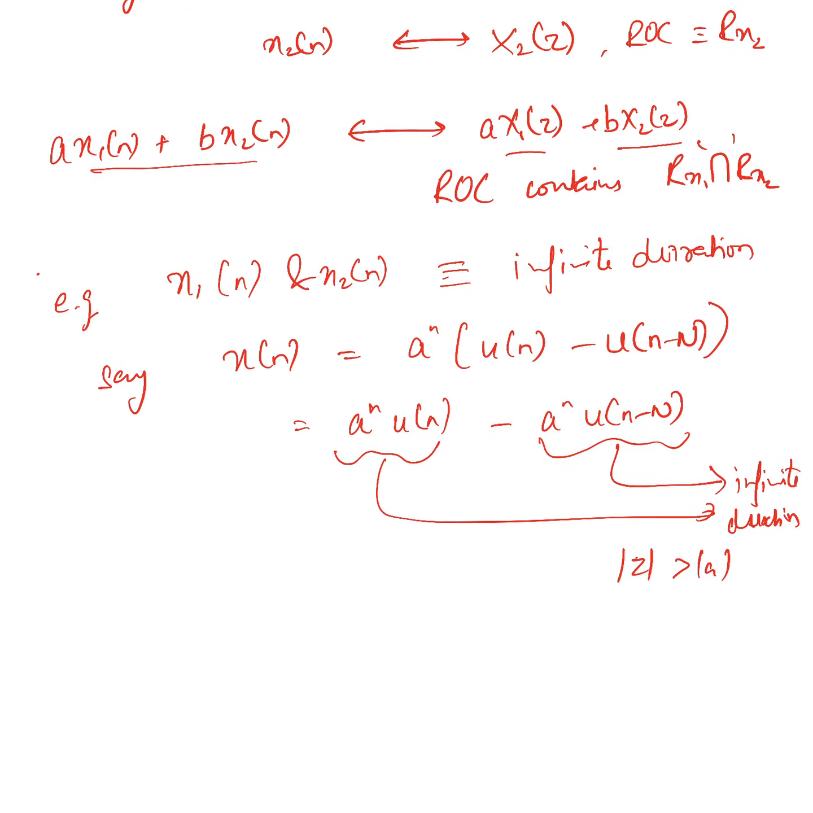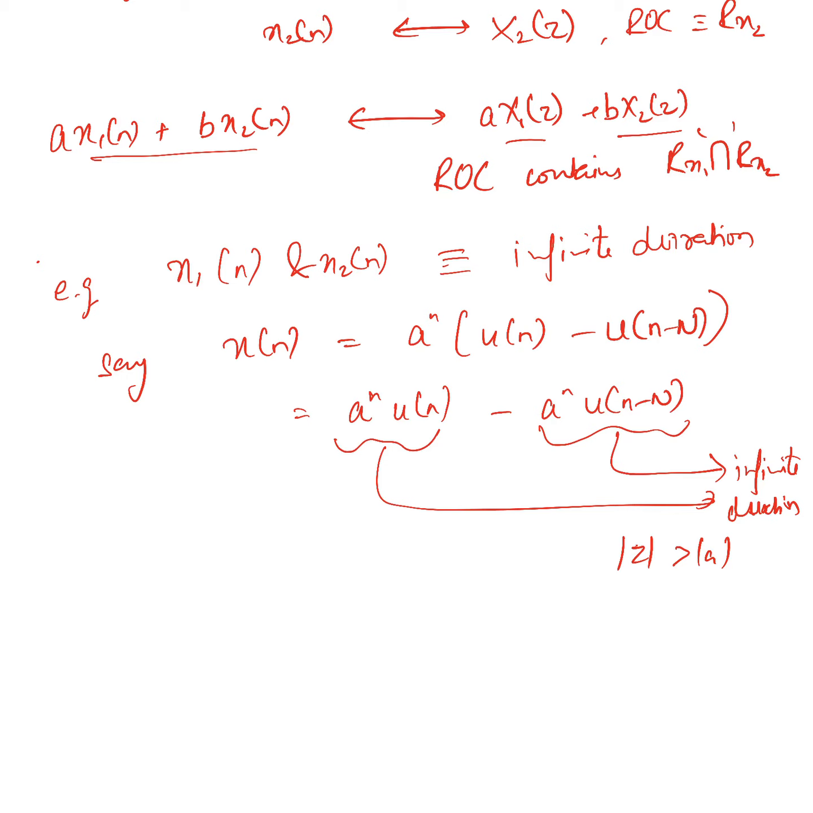But the z transform of this sequence has a pole at z equal to a. You can compute its z transform, and this pole is cancelled by a 0 at z equal to a, which appears due to the linear combination of these two things. So the ROC is the entire z plane except z equal to 0.